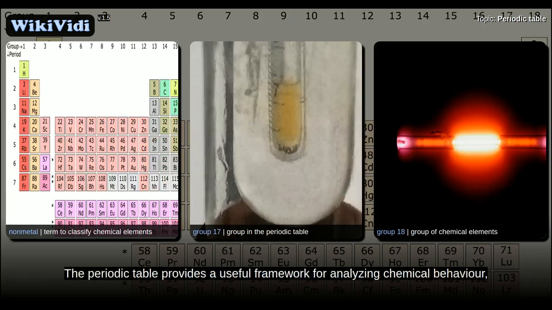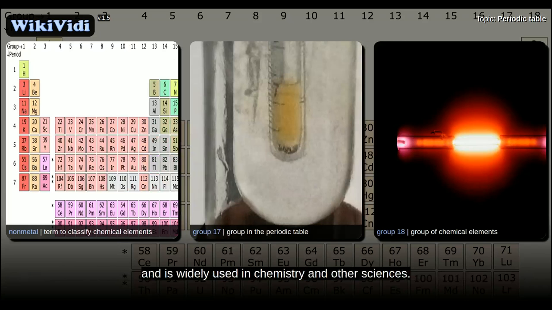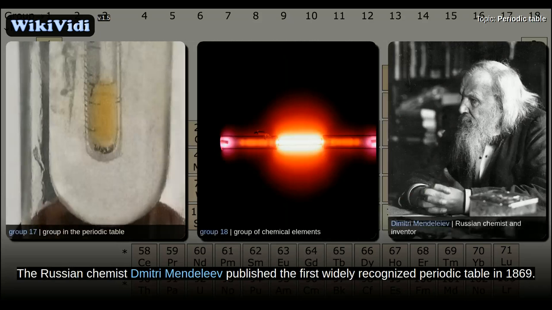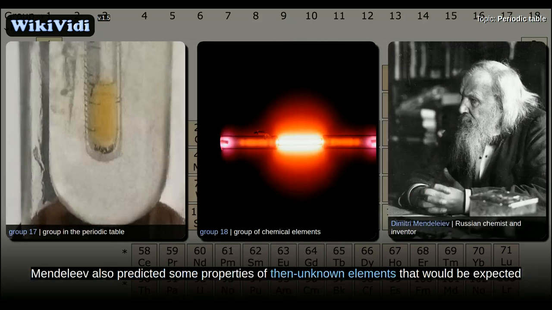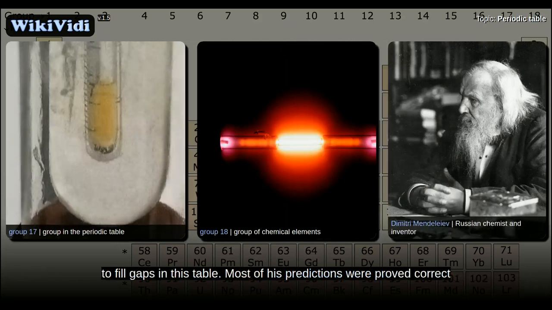The periodic table provides a useful framework for analyzing chemical behavior, and is widely used in chemistry and other sciences. The Russian chemist Dmitri Mendeleev published the first widely recognized periodic table in 1869. He developed his table to illustrate periodic trends in the properties of the then-known elements. Mendeleev also predicted some properties of then-unknown elements that would be expected to fill gaps in this table. Most of his predictions were proved correct when the elements in question were subsequently discovered.